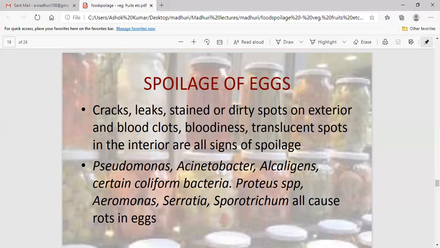If there are cracks or leaks, there can be spoilage of eggs, or sometimes blood clots can also be responsible for the spoilage. And next, examples are Pseudomonas, Acinetobacter, Alkaligenes, certain coliform bacteria, Proteus species, Aeromonas, Serratia, Sporotrichum. All these microorganisms are responsible for spoilage of eggs.